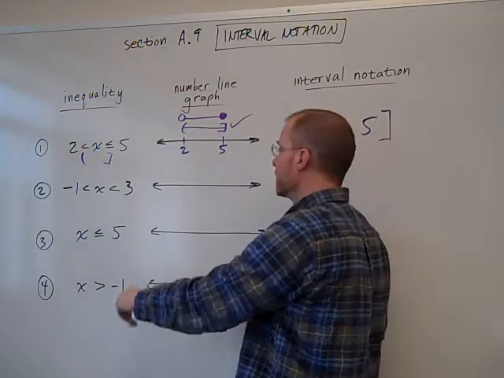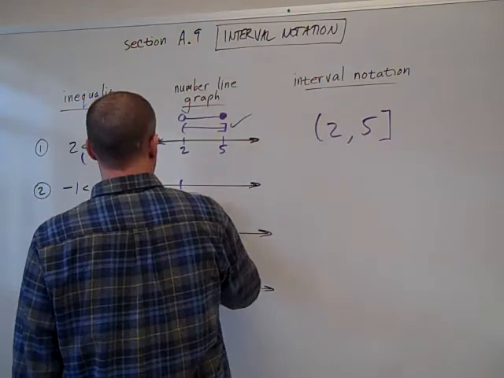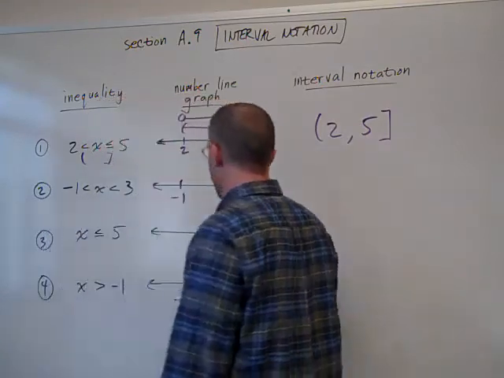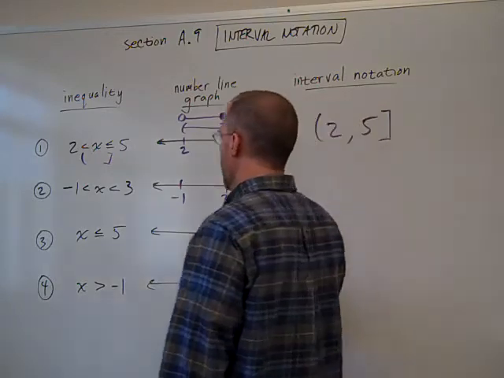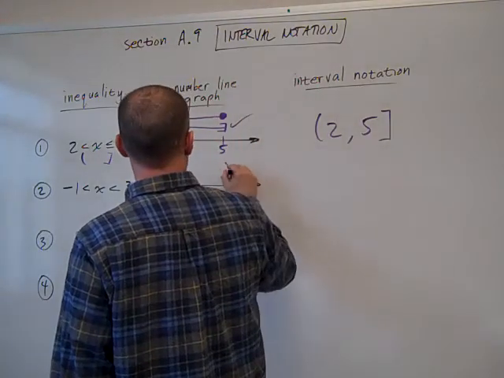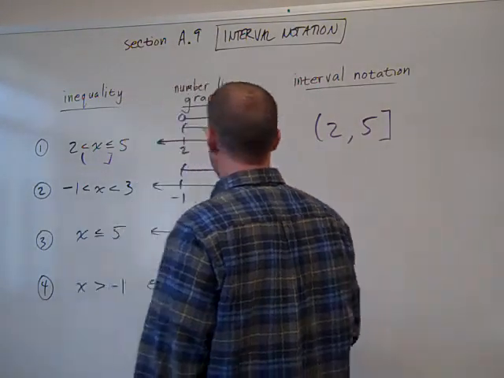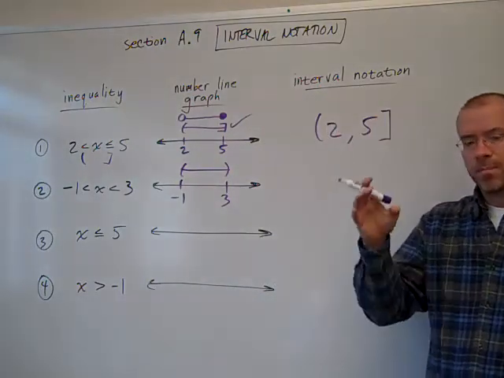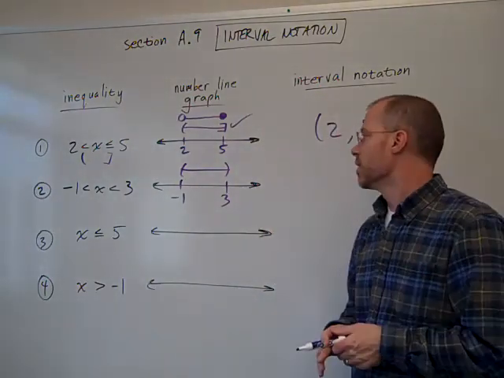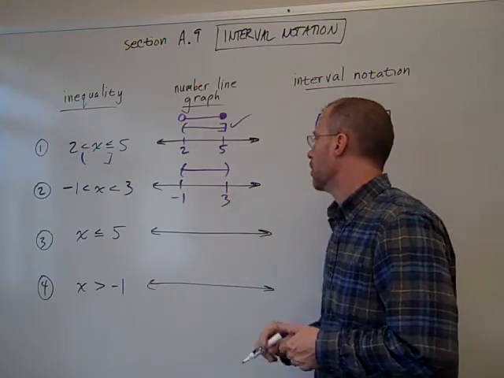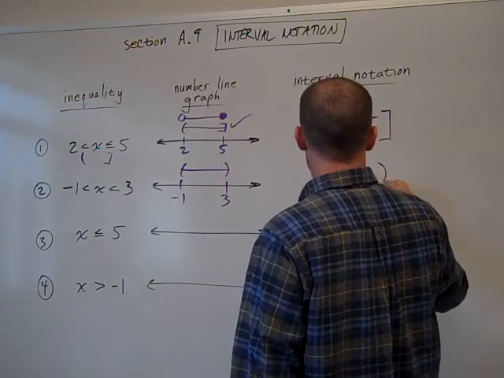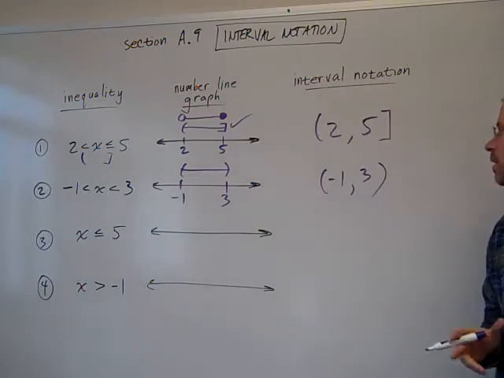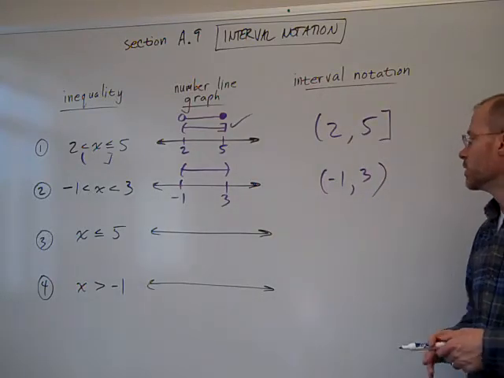-1 less than x less than 3. If I just locate -1 and 3 in their relative locations on a number line, and then I want to use open parentheses rather than the brackets here to show that -1 and 3 are not included, and the interval notation would just have those endpoints in order with the parentheses around them.